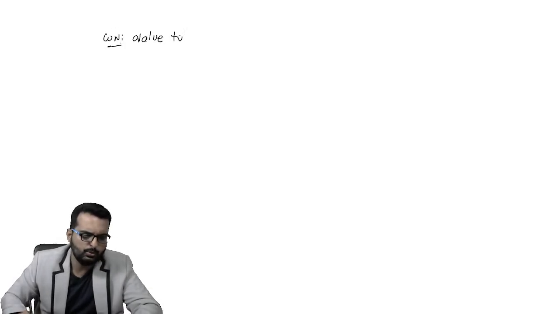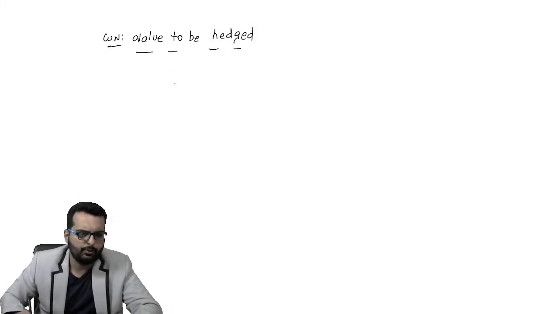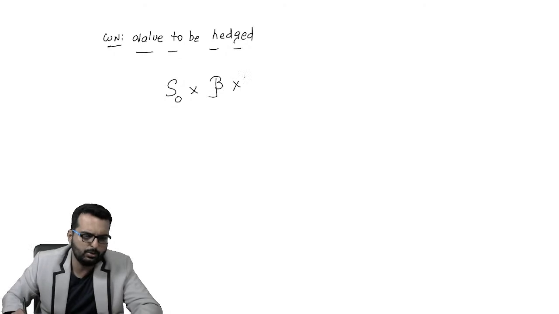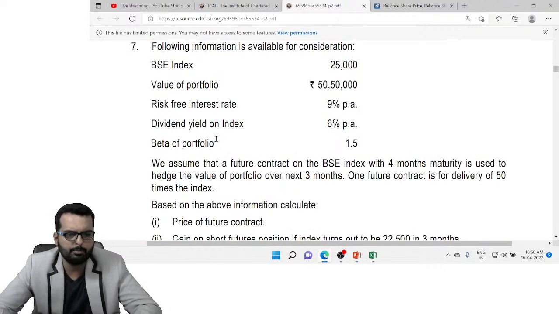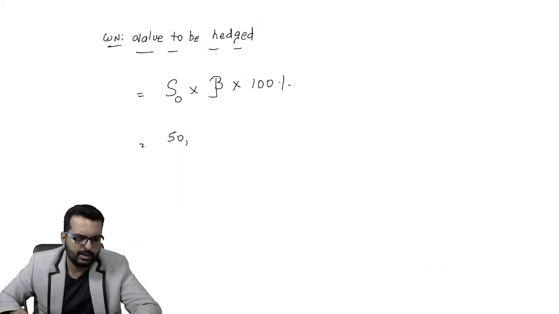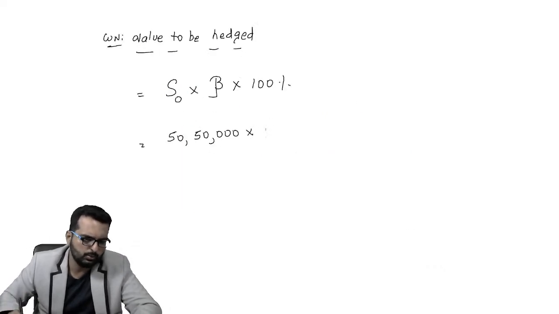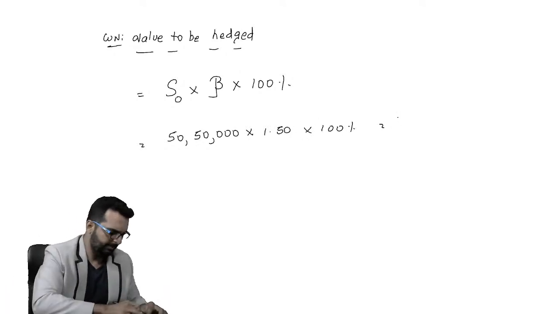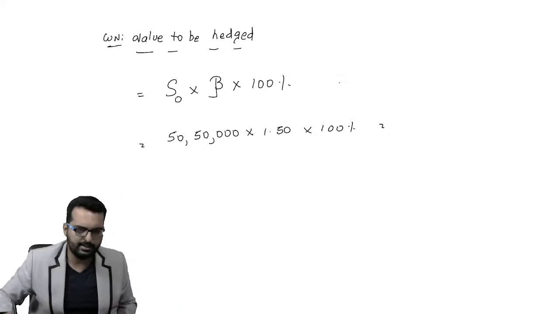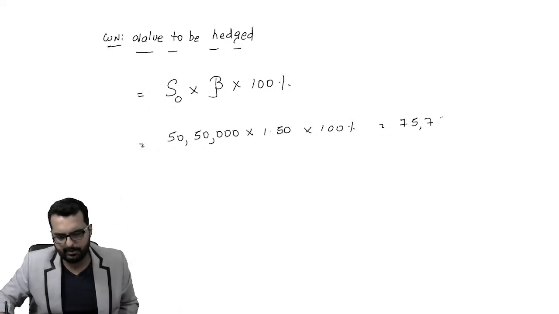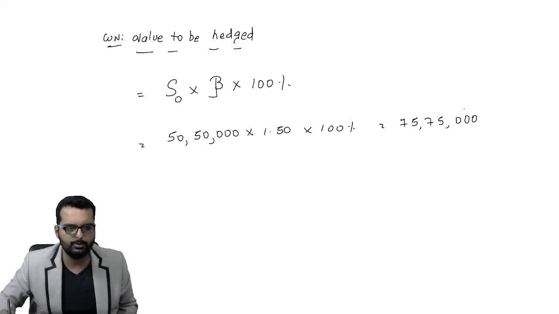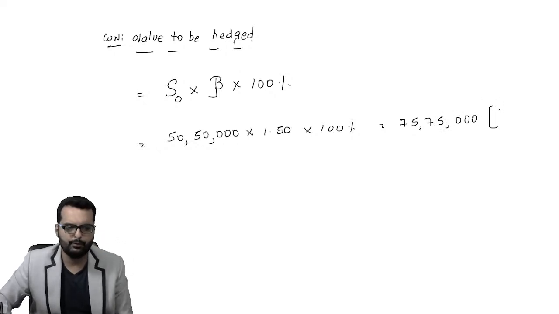I'll write down the next working note heading. Value to be hedged. Okay, for this we have learnt a formula S0 into beta into 100 percentage, right? So what is the total value in the spot market? 50 lakh 50,000 into 1.5 is the beta into 100 percentage, right? So if I do this, I'll get the answer as 75 lakh 75,000. This is the value to be hedged in the futures.